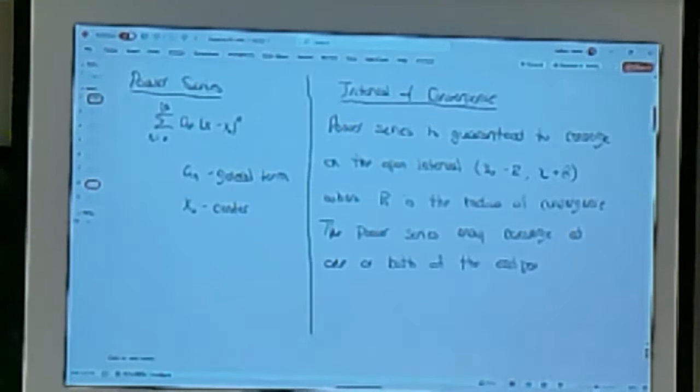It may converge at one or both of the endpoints. So once we find the open interval, we have to check the two endpoints to see if the series converges at the endpoints. It may not. The power series is always guaranteed to converge at x naught.